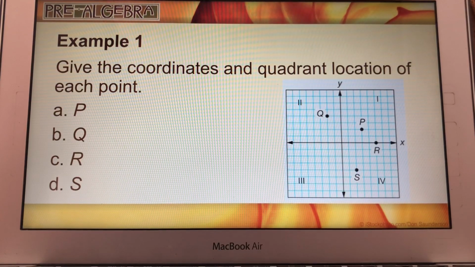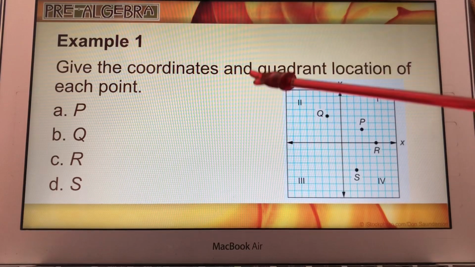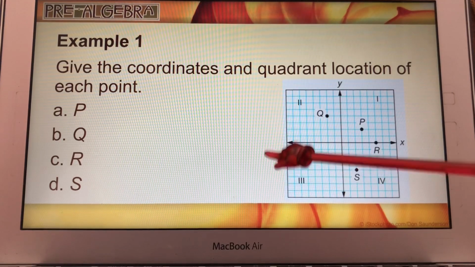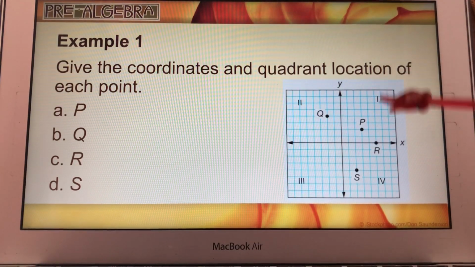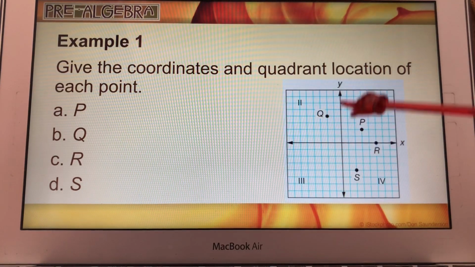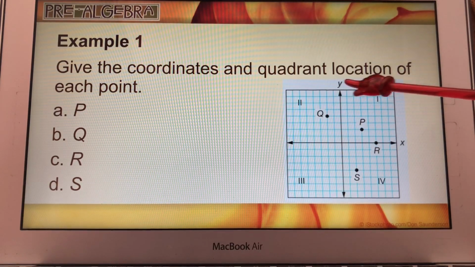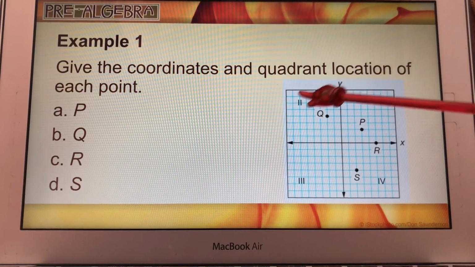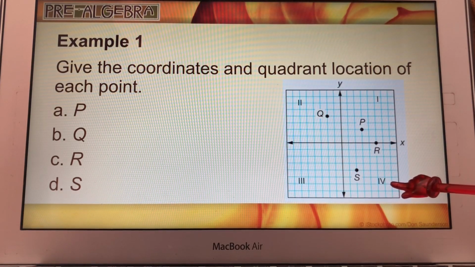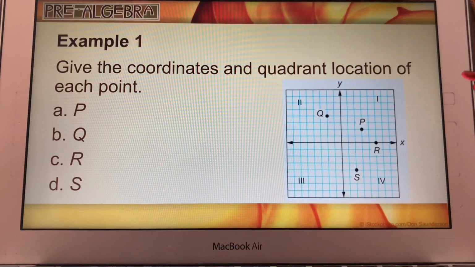Now, here are some examples. Some of us had reviewed this a little bit last week. Give the coordinates and the quadrant of the location of each point. So remember, we talked about the quadrants, and we start in the quadrant where your x and your y are all positive. That's going to be number 1. Then we're going to go counterclockwise. So here's 1, and then we're going to go to number 2, number 3, and then number 4. Those are your quadrants. Quadrant 1, quadrant 2, quadrant 3, and quadrant 4.